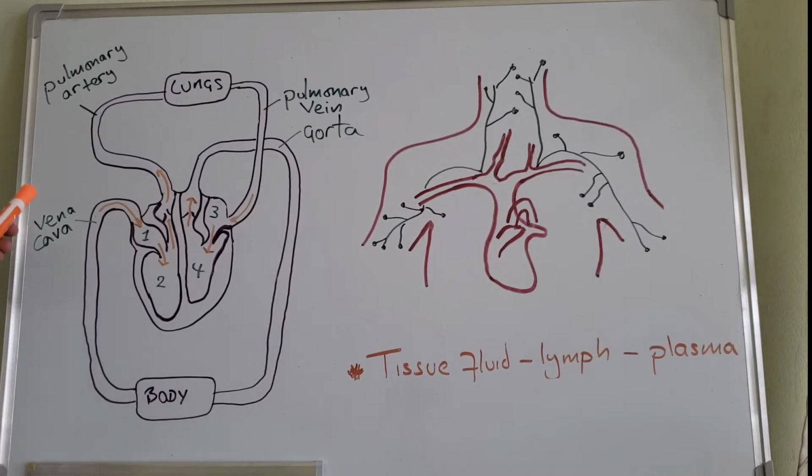All right, and the vena cava feeds blood into the right atria. So the first chamber that blood gets to when it enters the heart is the right atria. Blood then flows down through the tricuspid valve to the right ventricle. The right ventricle pumps blood to the lungs via the pulmonary artery and through the semilunar pulmonary valve.